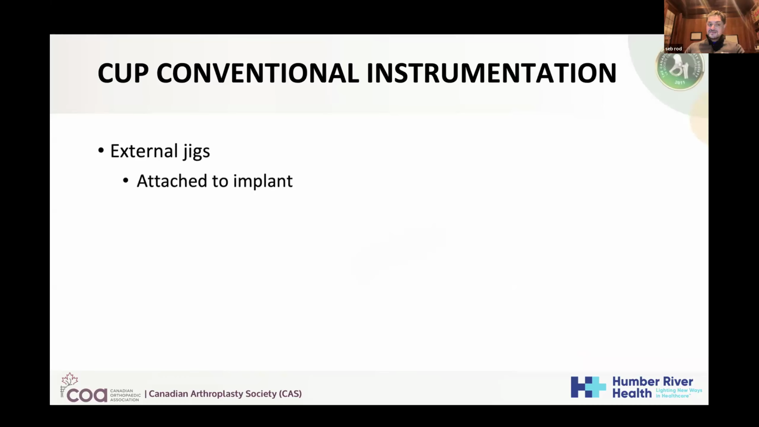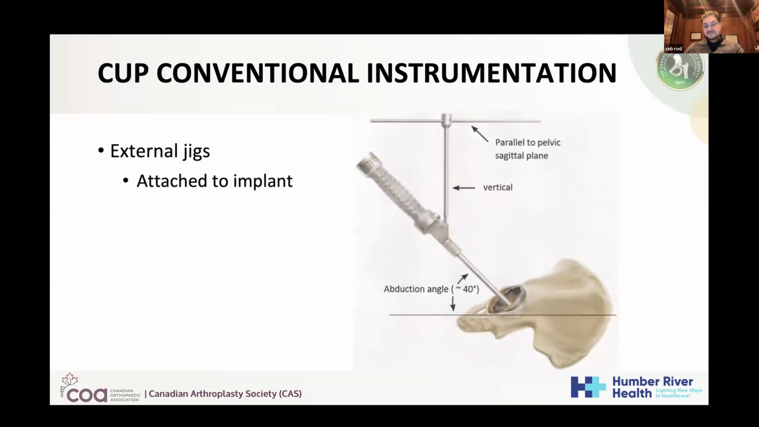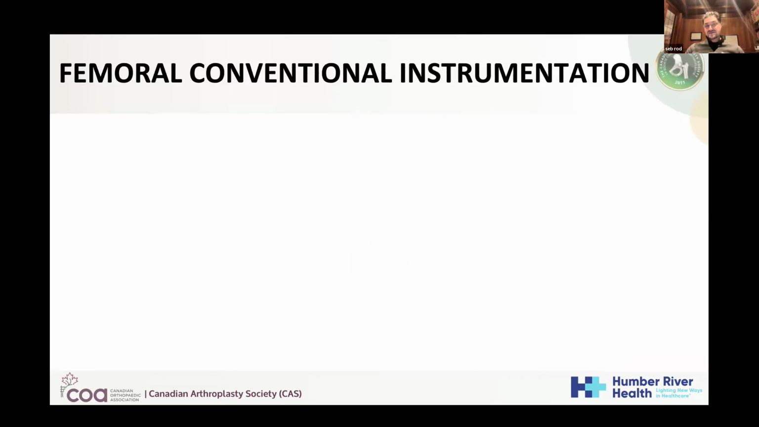In terms of leg length and offset, there are external jigs that you can use. Sorry, this is for the cup here. Again, you may have seen these helicopter handles that you put on top of a cup inserter. If the patient's in the lateral position, you're just judging to see, is that flat to the floor or not, and is that 40 degrees or 45 degrees. And these are just examples of the manual jigs.